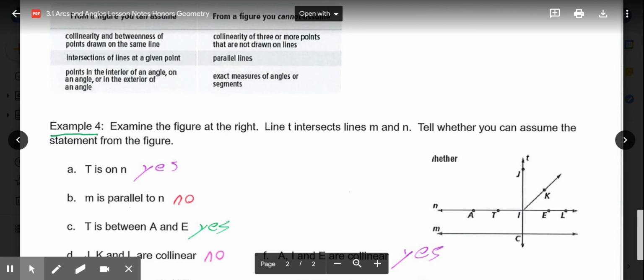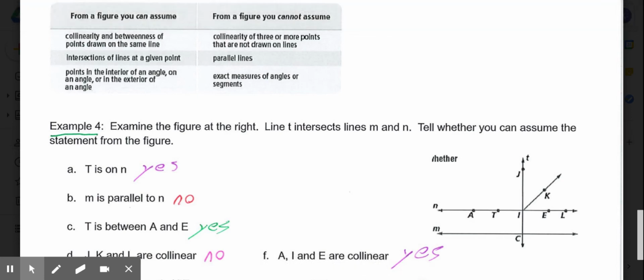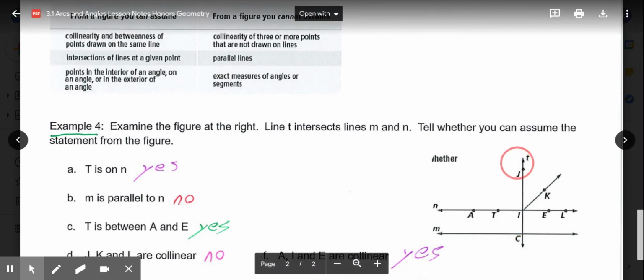The intersections of lines at a given point, we can assume that. So we could assume line T here intersects line N at the given point of I. And then we can also assume points in the interior of an angle, on an angle, or in the exterior of an angle. So if I'm looking at angle JIK, I could make an assumption about points on the interior, on the angles themselves, like JI and K, or on the exterior.